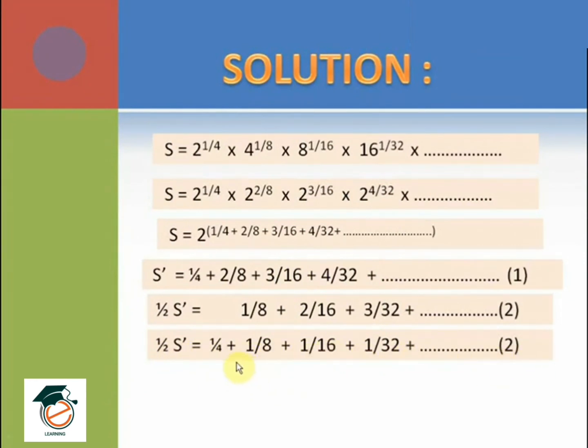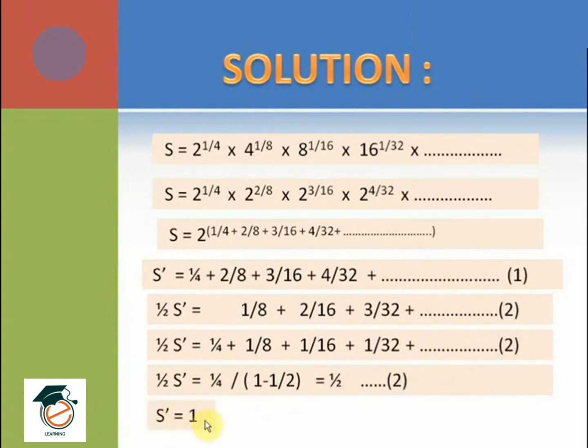Now we can clearly see that all these terms are in GP, and this is an infinite geometric progression. And also we know the formula for finding the sum of the infinite terms of an infinite GP. This is equal to a divided by 1 minus r. Here we see that a is equal to 1 by 4 and r is equal to 1 by 2. Therefore, we use that formula to get S dash by 2 equal to 1 by 4 whole divided by 1 minus 1 by 2. This becomes equal to 1 by 2. And so we get S dash equal to 1.